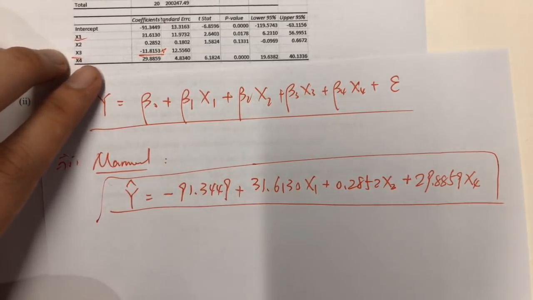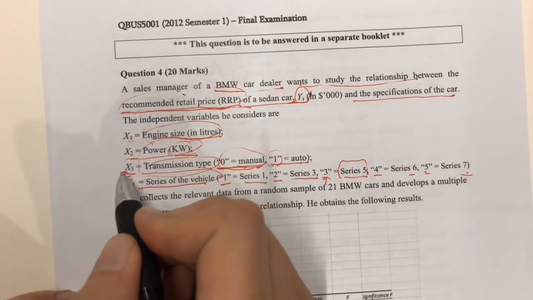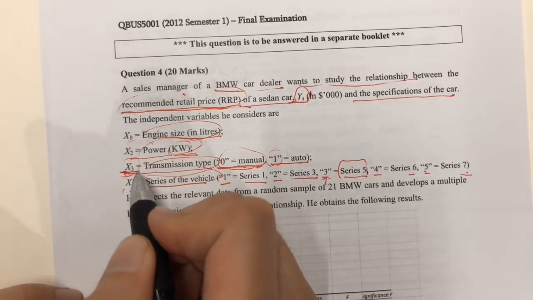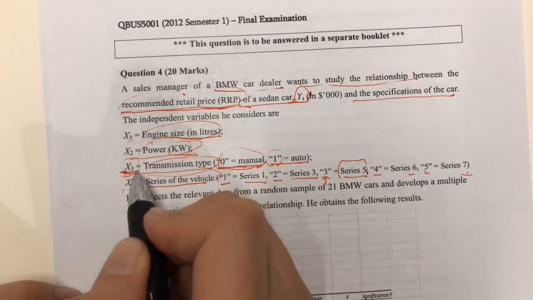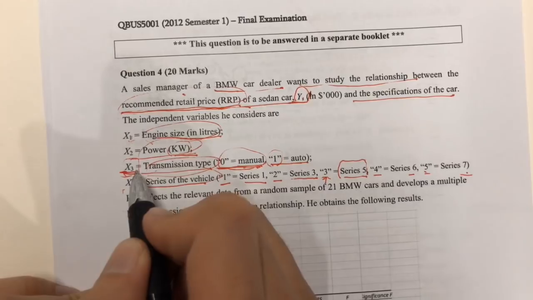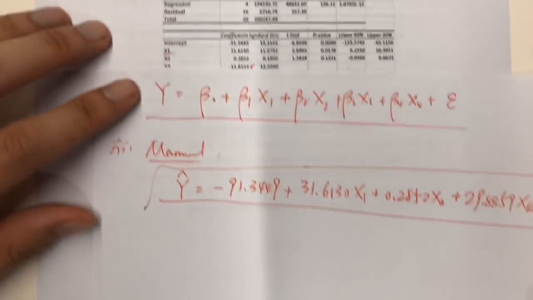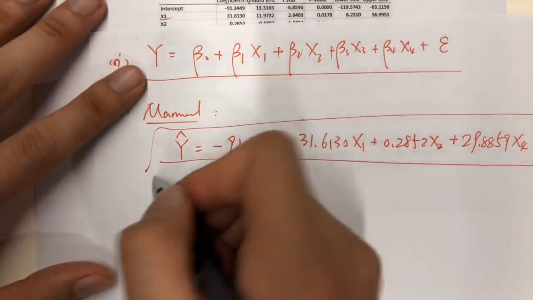Well, Han Chen says, should we use I3 instead of X3? Well, the question defines X3, so you can use X3, okay? So if the question defines I3, then you use I3, okay? All right, so that's about the manual case.